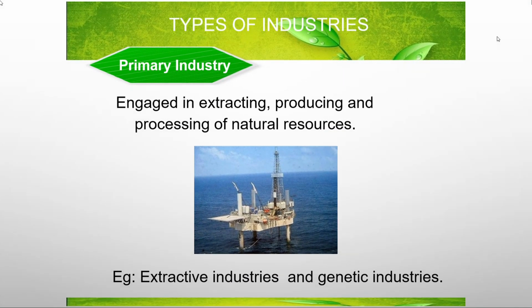The first type of industry is called primary industry. Let us see what this industry does. This industry is engaged in extracting, producing and processing of natural resources. Examples are extractive industries and genetic industries.